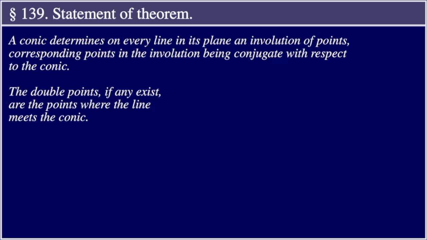Section 139. A conic determines on every line in its plane an involution of points, corresponding points in the involution being conjugate with respect to the conic. The double points, if any exist, are the points where the line meets the conic.